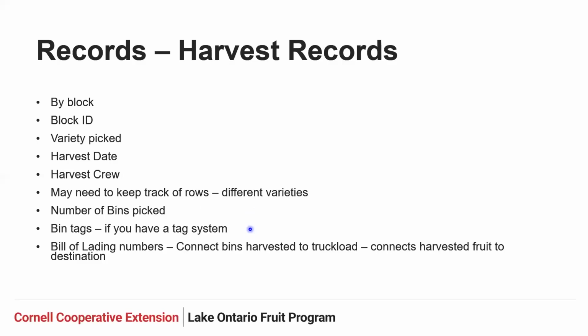Bin tags. If you have a tag system, you could record all of the tags that got picked on that day. And then bill of lading numbers, which I'll talk about in a minute. Recording the bill of lading number of each shipment that occurred on that day, after the apples have been shipped off, is a good thing to write down on that harvest record for that day, because that will connect the bins harvested to the truckload, and that connects the harvested fruit to the destination, which is important to have for filing a claim.